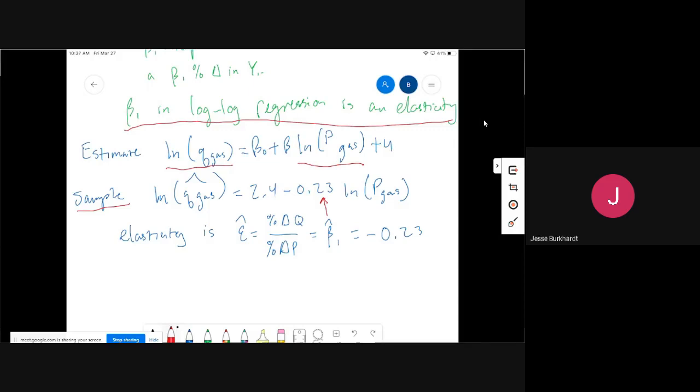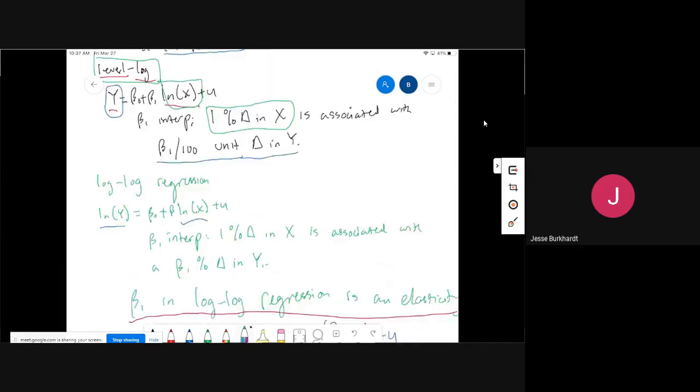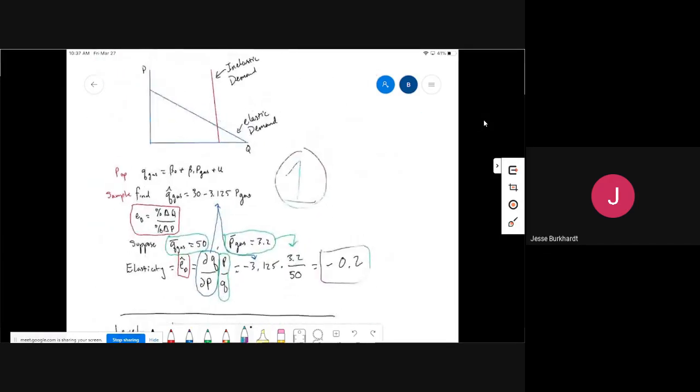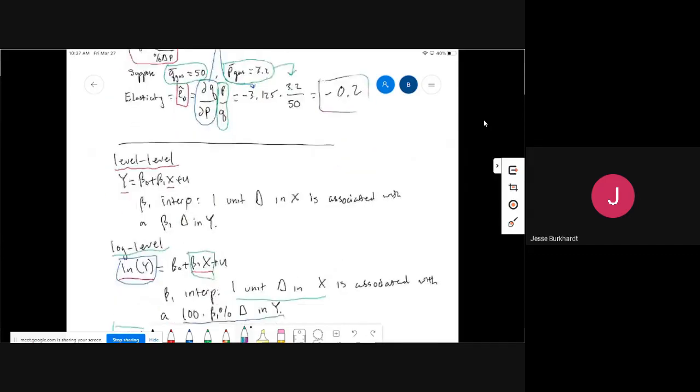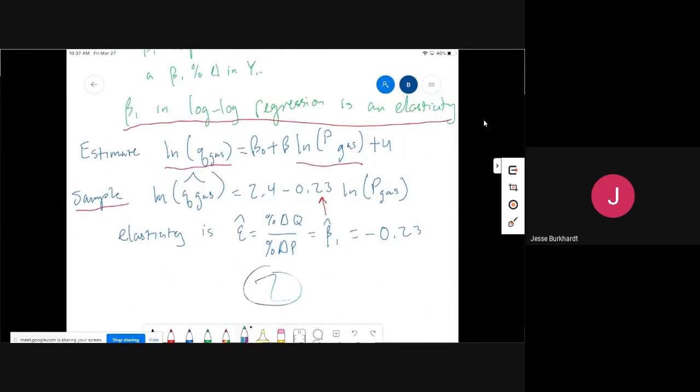So that's great. We have two ways. This is method 2. Two ways to estimate elasticity. One, up here, is we're going to estimate a level model. We're going to take the beta 1 hat coefficient estimate and multiply it by P over Q, or the average price and the average quantity in this case. We get negative 0.2. If we estimate a log model, we directly estimate the elasticity, and we get negative 0.23, the beta 1 hat coefficient estimate.